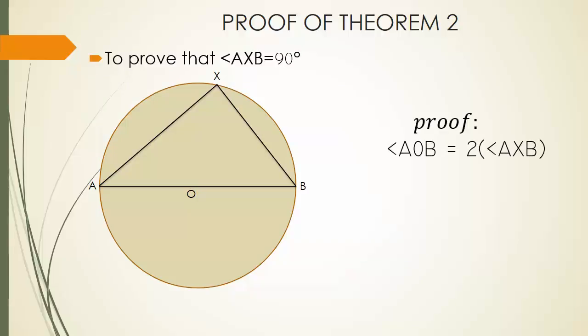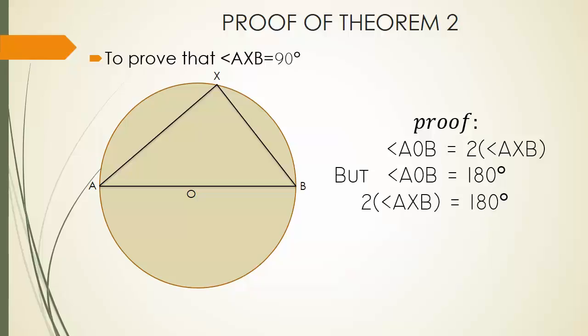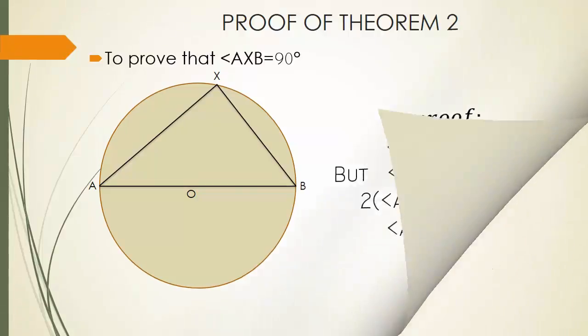Now the proof: we can say that angle AOB is equal to twice the angle AXB. That's from the first theorem. We also know that AOB is 180 degrees since it's a straight line. That tells us that twice the angle AXB is equal to 180. So we can find angle AXB, which gives us 90 degrees, which is what was to be proven as theorem 2. As simple as that. I hope you are enjoying the proofs.